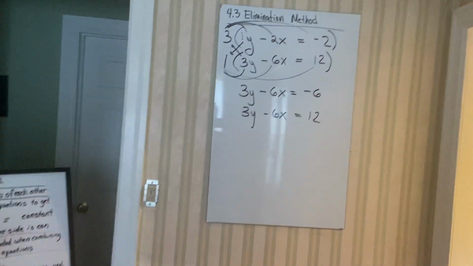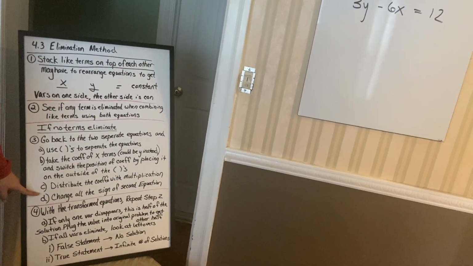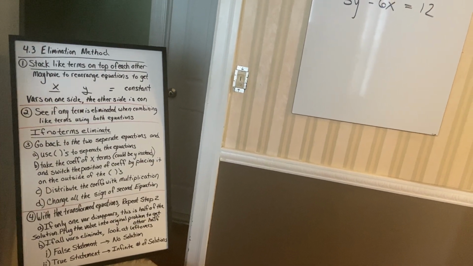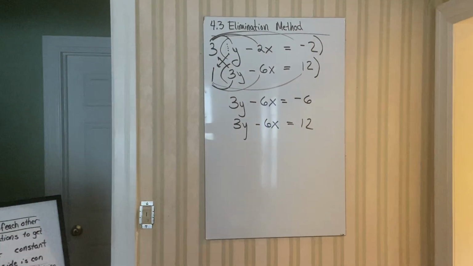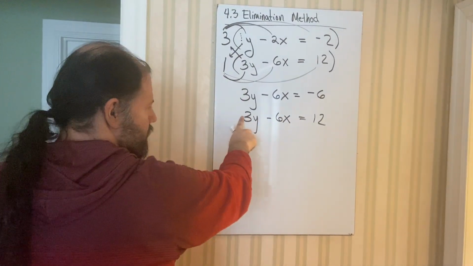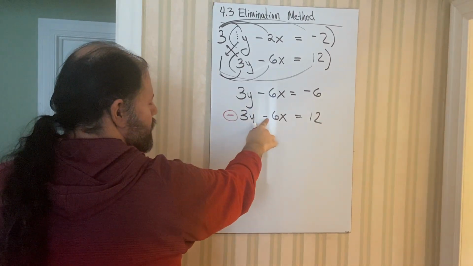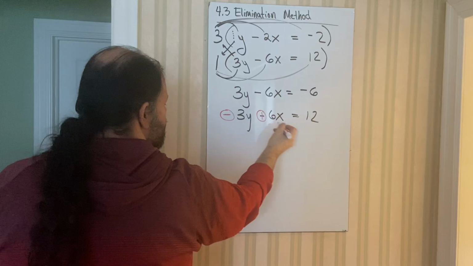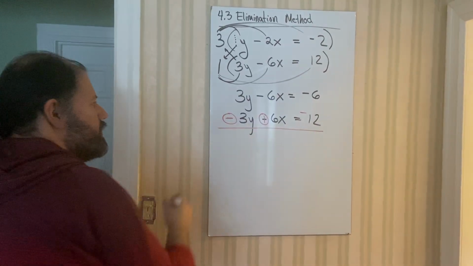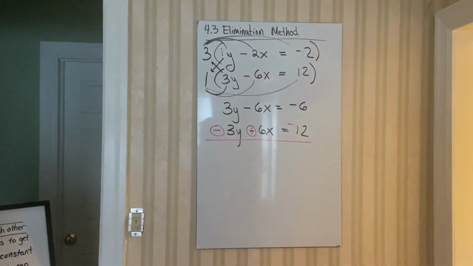We're not there yet with the elimination part. The next thing that we have to do is change all the signs of the second equation. Okay, so that's very important. So take this second equation and just change all the signs. See how it was positive? It's now negative. See how this was negative? It's now positive. See how this was positive? It's now negative.